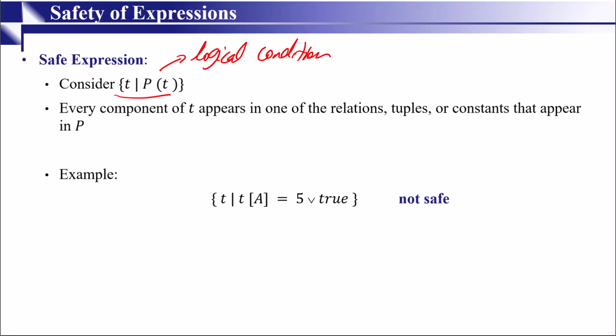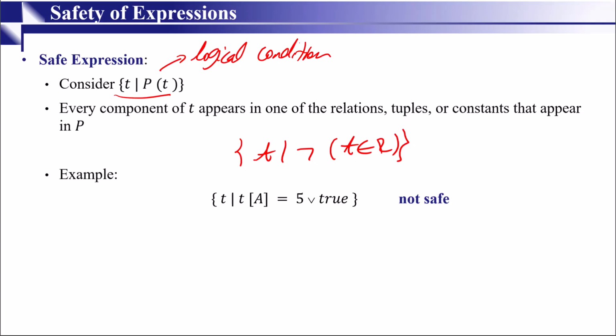So why does safety matter here? Because unsafe queries may return infinitely many tuples. For example, we write {t | t not in r}. This will return all tuples not in r, which is infinite. Databases require finite answers, so unsafe queries are not allowed.